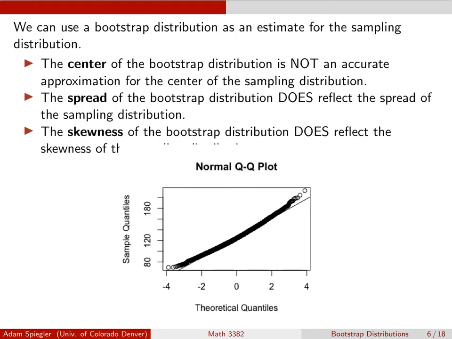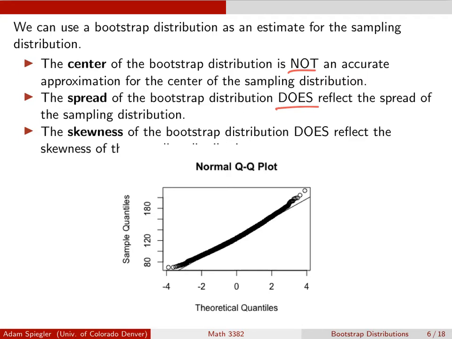And so let's summarize these three main points that we just made on the previous slide. The first being the center of the bootstrap distribution was not an accurate approximation for the center of the sampling distribution. So we do have some bias there. That's the bad side. But the good side is the spread is really, really close. So that's great.